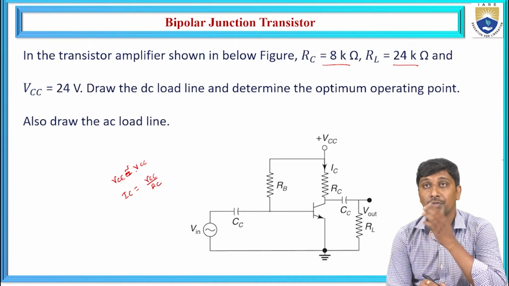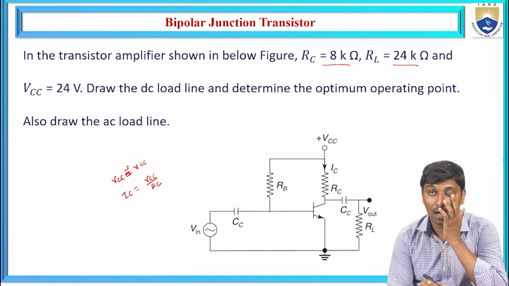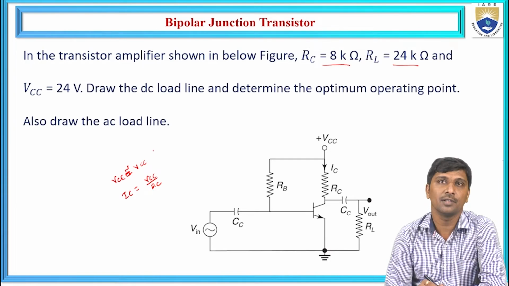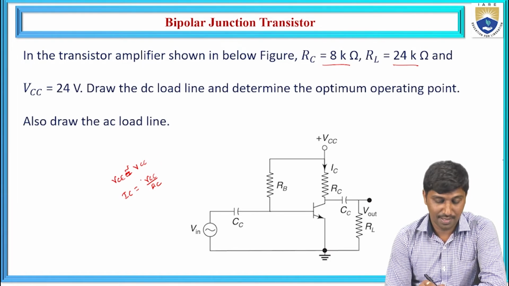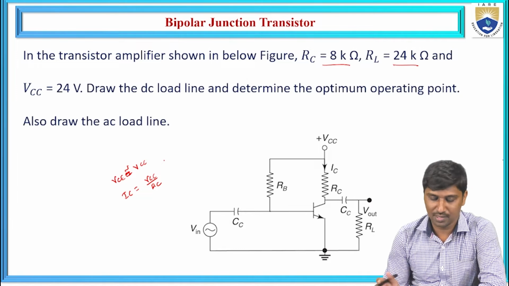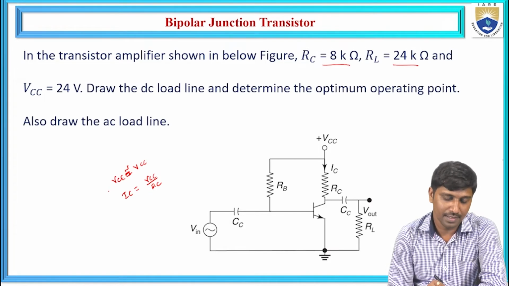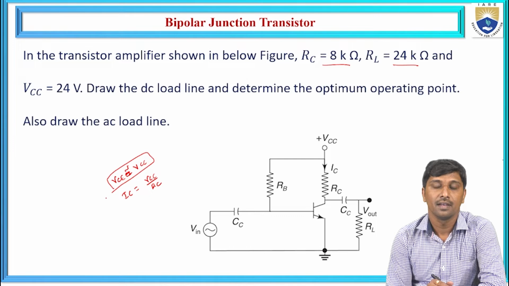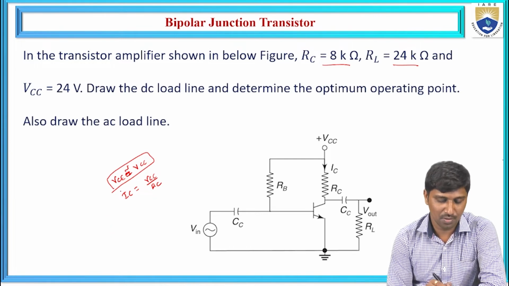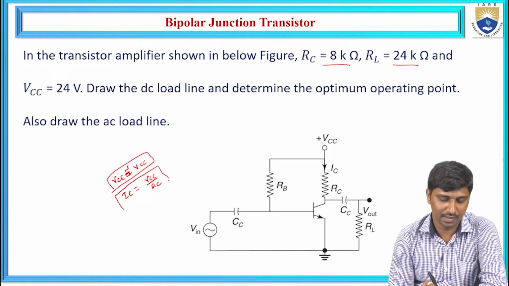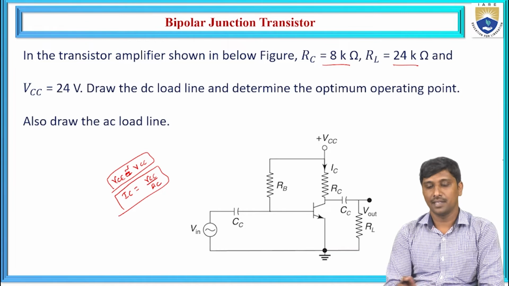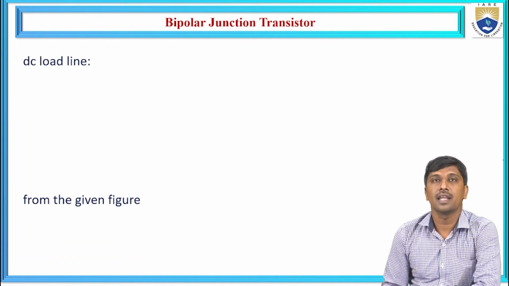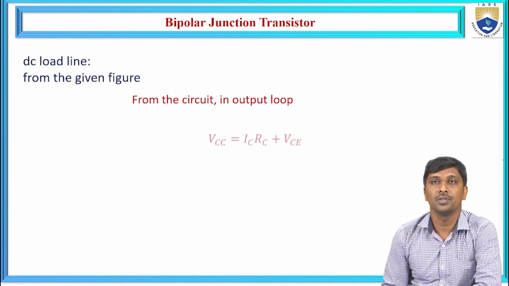So if you want to define this Q point, the center of the DC load line defines the operating point. Hence, first we need to calculate the DC load line. To observe this DC load line, when the collector current is 0, the VCE becomes VCC. When VCE is 0, the collector current is represented as VCC by RC.